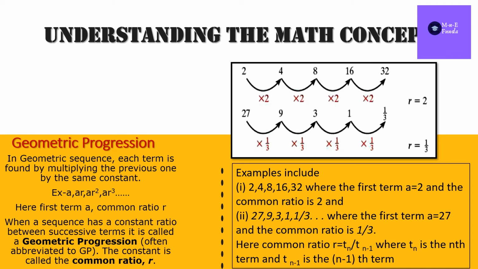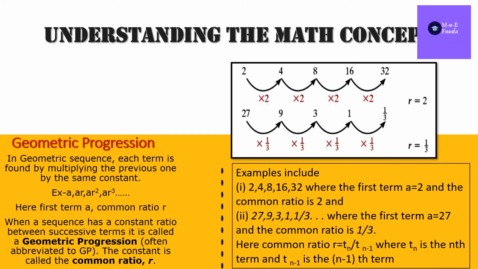Now, let's understand the concepts of geometric progression. First, listen to the definition of geometric progression. In a geometric sequence, each term is found by multiplying the previous one by the same constant. If the first term is a and the constant, that is the common ratio, is r, then the series will be a, ar, ar square, ar cube, like this.